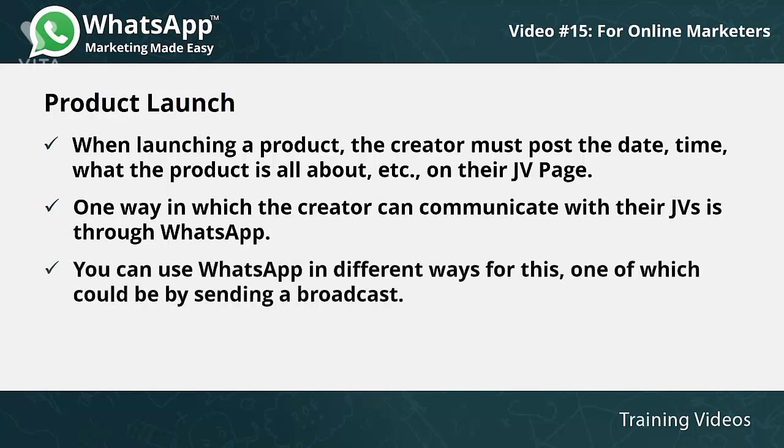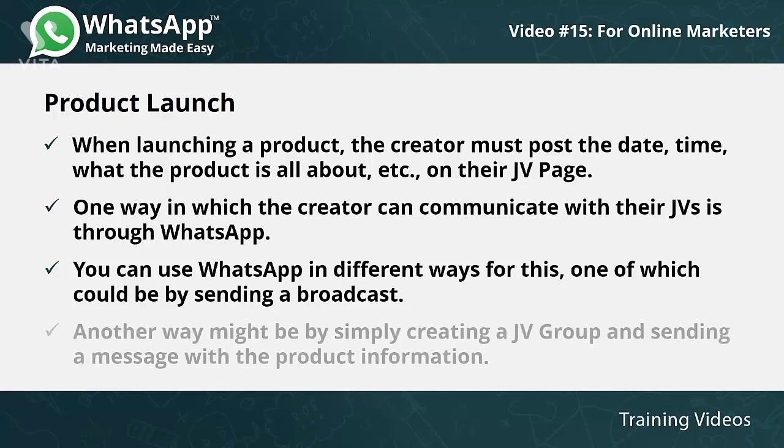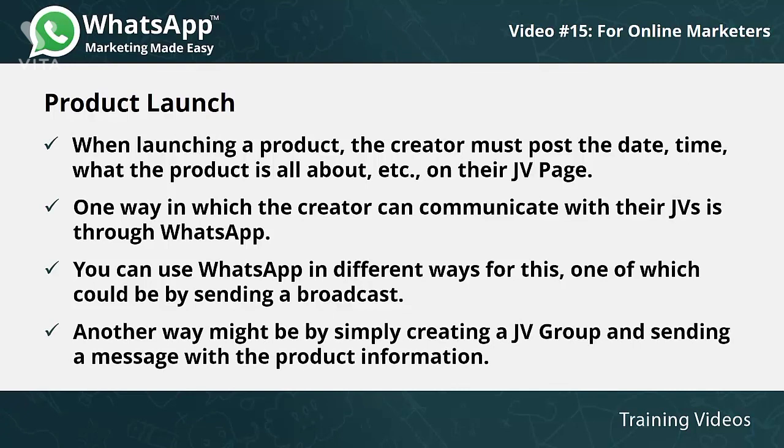You can use WhatsApp in different ways for this, one of which could be by sending a broadcast. You can create a message with the product launch date and all the related information. Select all the WhatsApp JV contacts and send the message. Once you send the message, it will reach all the contacts via a private chat where they can ask for any details. Another way might be by simply creating a JV group and sending a message with the product information.